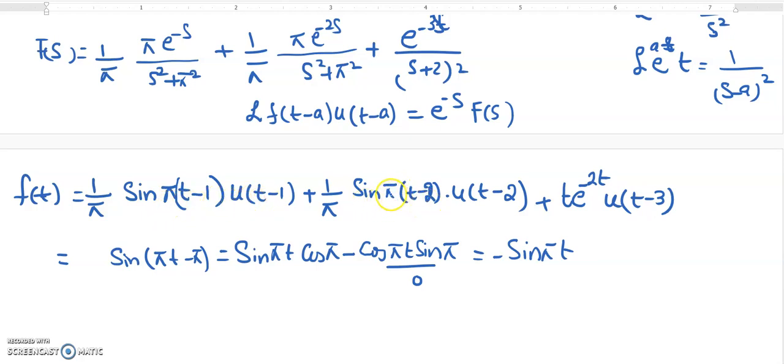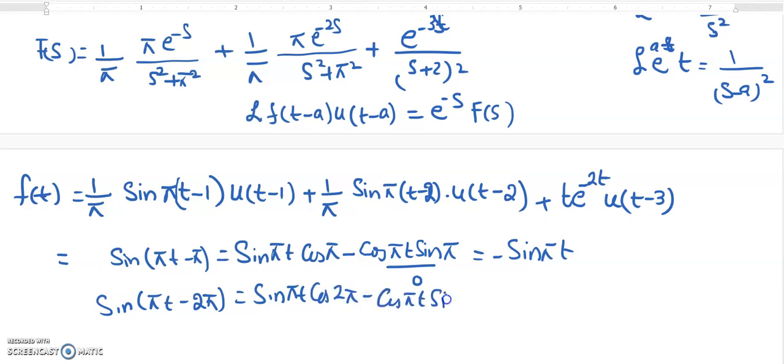And how about here? It is sine pi t minus 2 pi. In a similar manner, sine pi t cosine 2 pi minus cosine pi t sine 2 pi. Here we know that cosine 2 pi is 1, not minus 1, and this term is 0. So it is equal to sine pi t. Okay.